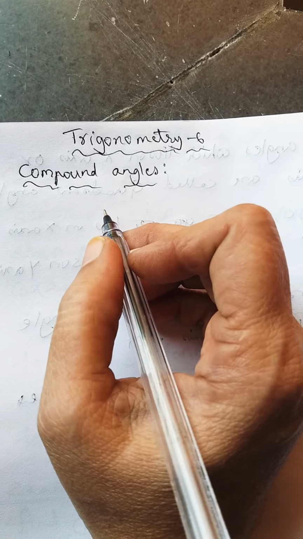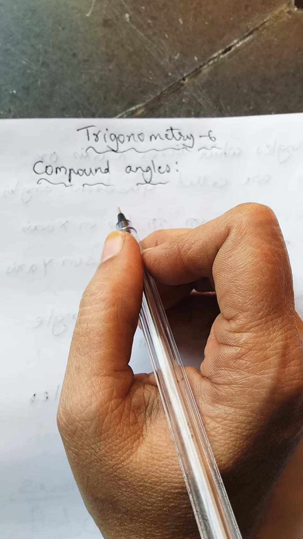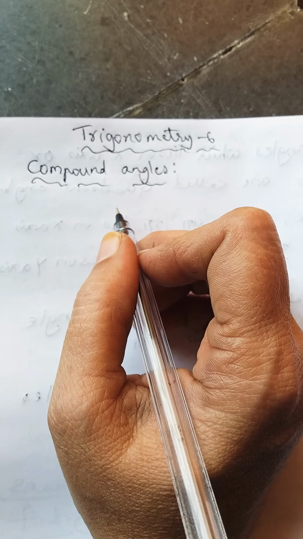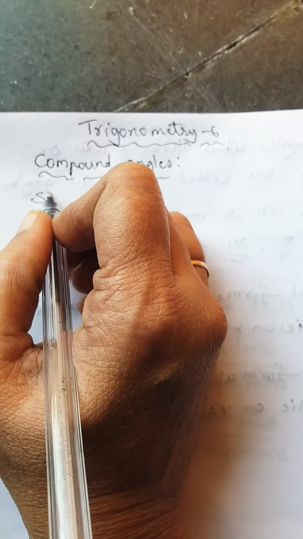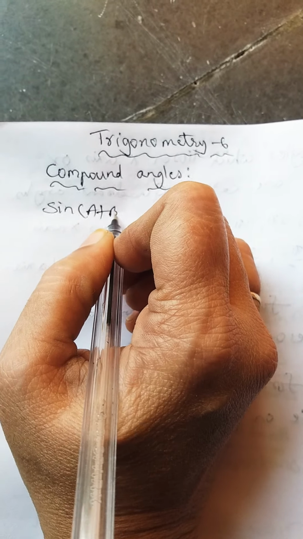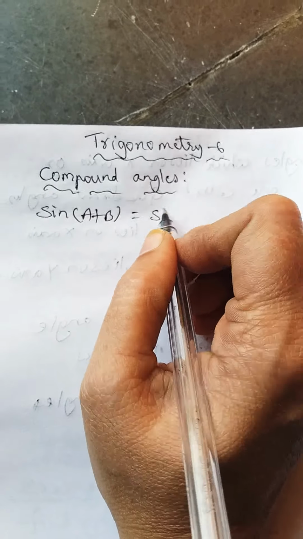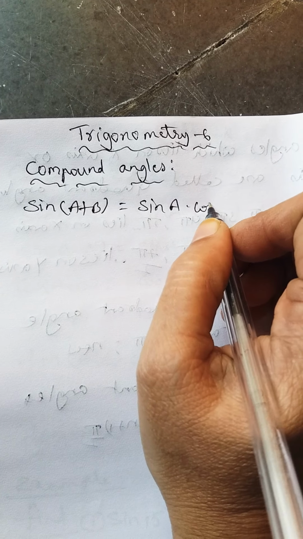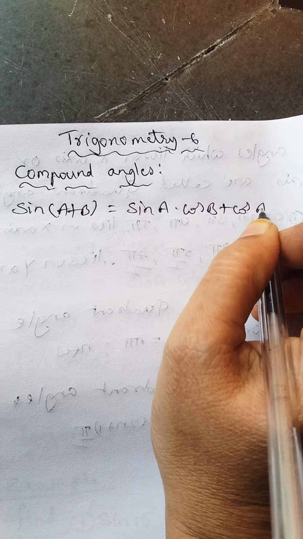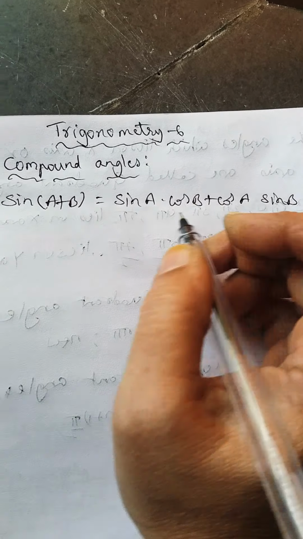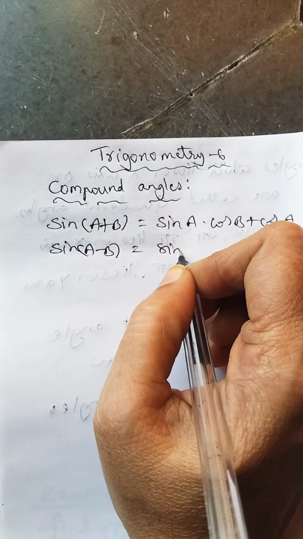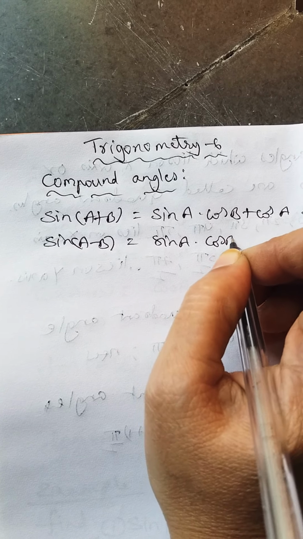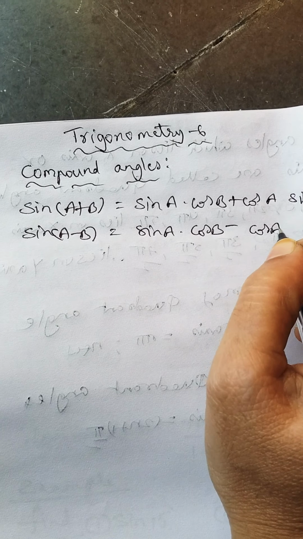So what are compound angles? Like A plus B, the sum or difference of two or more angles is called compound angles. Now let us find sine of A plus B. Sin(A plus B) is equal to sin A cos B plus cos A sin B. Sin(A minus B) is equal to sin A cos B minus cos A sin B.